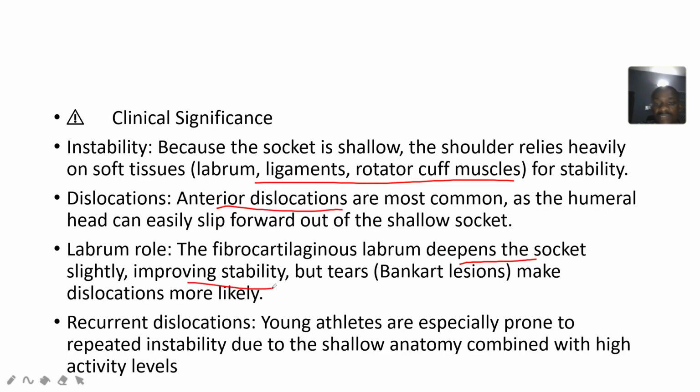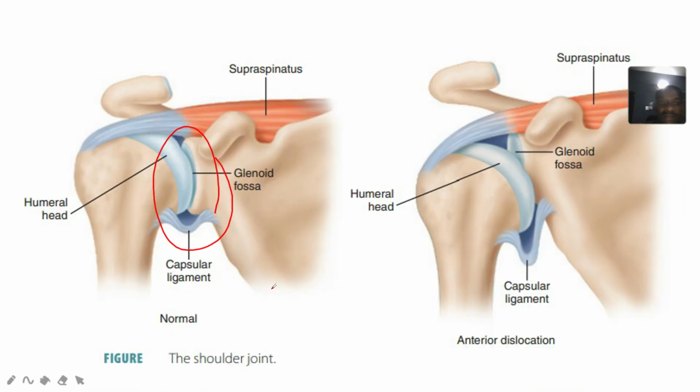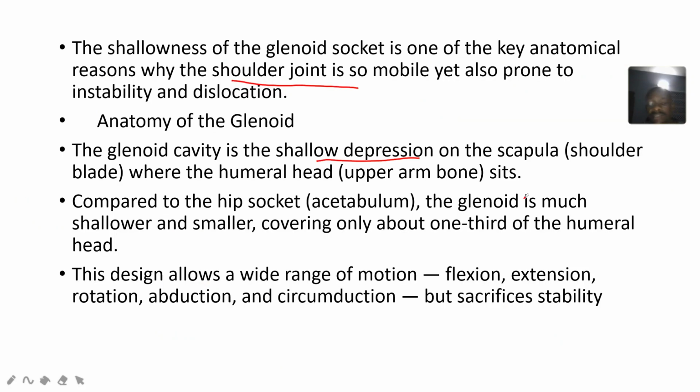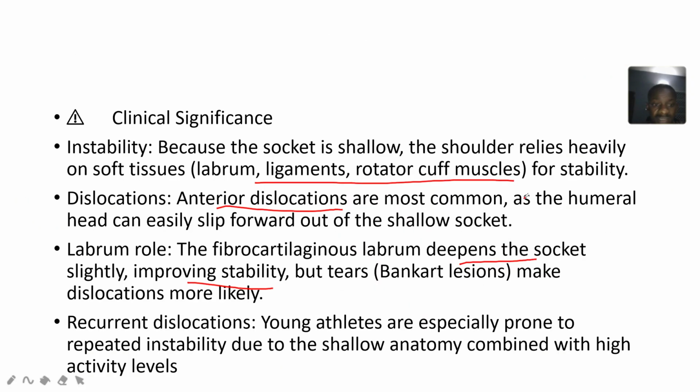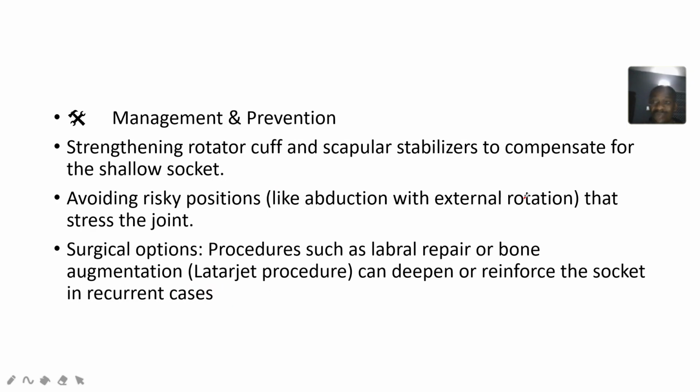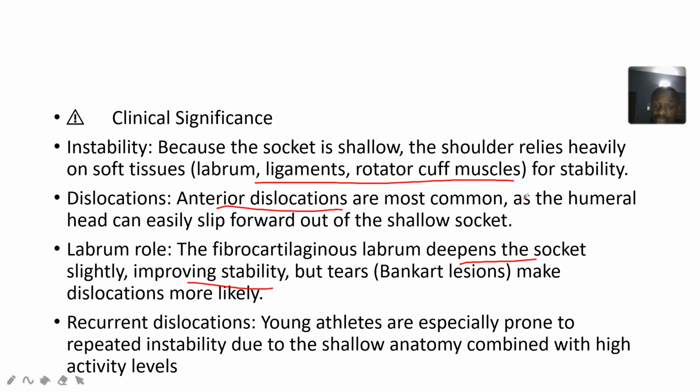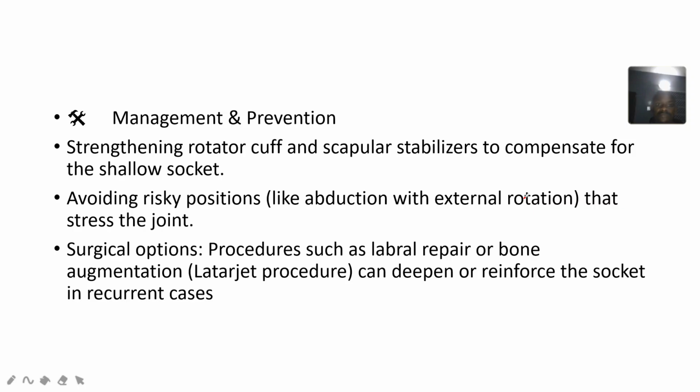This will improve stability, but sometimes a glenoid socket that is not deep enough can come with cuts in the labrum, and all these ligaments can be cut, which furthermore increases the instability. So people that have a glenoid cavity that is shallow always have recurrent dislocation, which is mostly anterior dislocations.